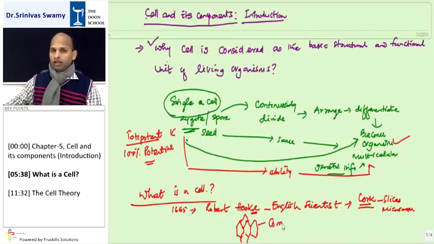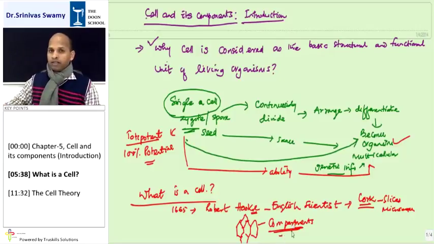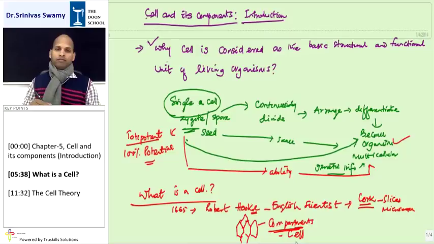So he saw them as compartments, closed compartments. That's why he named it a cell. He named it a cell because they are like the cells of a jail, closed compartments. And they are plenty in number. Okay, so they have walls. Since it is a plant cell, it has walls and there is space which is enclosed in that.